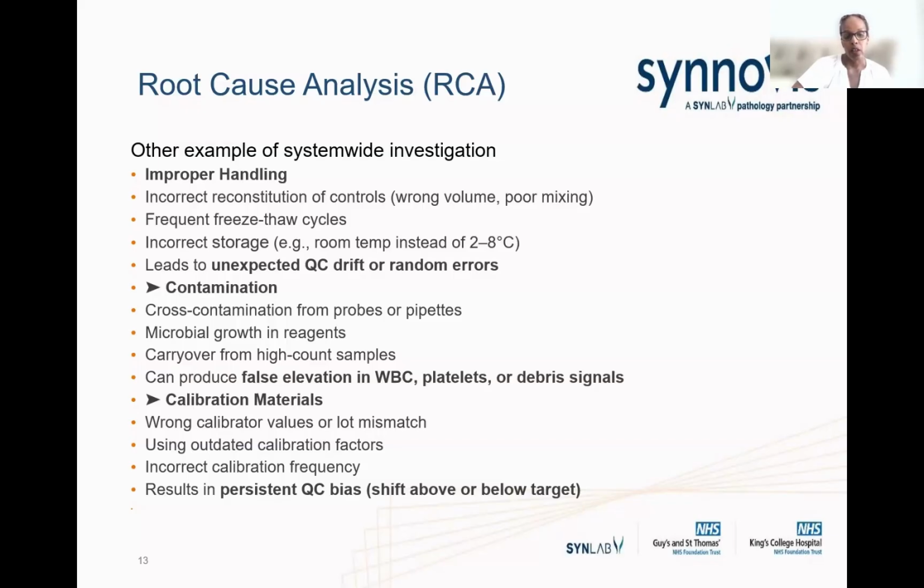We already talked about contamination, calibration, the material you're using for calibration, wrong calibrator values. If you're accepting or using the wrong lot when you're calibrating, because sometimes calibrations expire really quickly for some of the instruments, you need to make sure that you check all of that before you use the calibration material to set your values on the instrument. If you're using outdated calibration factors, sometimes the factors you apply to your QCs are given with the calibration sheet, so you make sure the lot number is the same, and you are applying the right calibration factors to your instrument when you calibrate it.